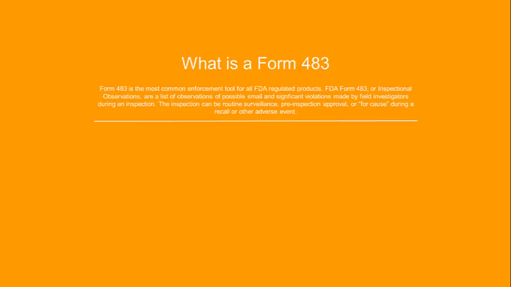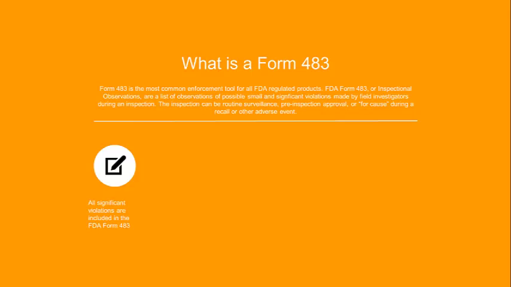So Form 483 is an enforcement tool that follows an inspection. It occurs for all FDA regulated products. If you are regulated by the FDA, then you will experience a Form 483 at some point. And this is called Inspectional Observations, and it is just as it describes. It's a list of observations, significant and minor. Typically the minor ones are talked to by investigators to the facility owner or manager during that time. So really the Form 483 catches all of the significant violations or potential violations.